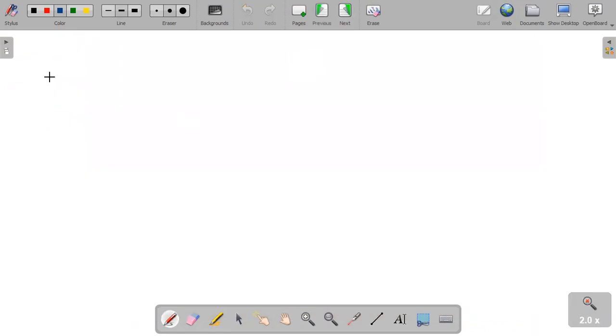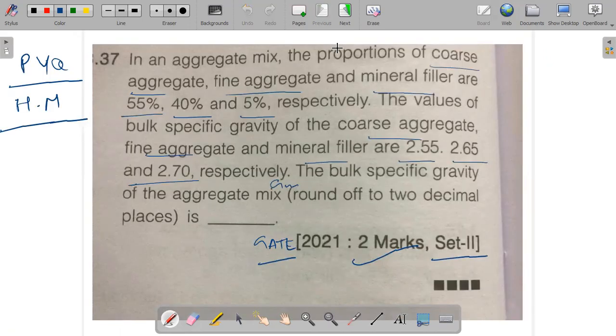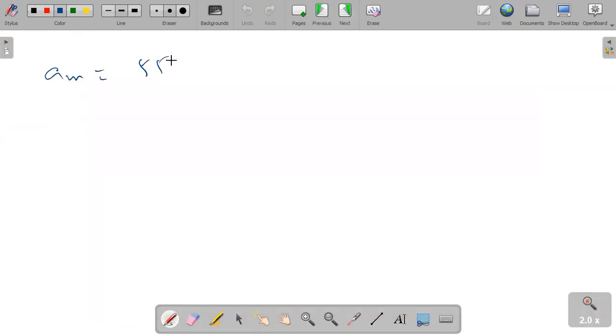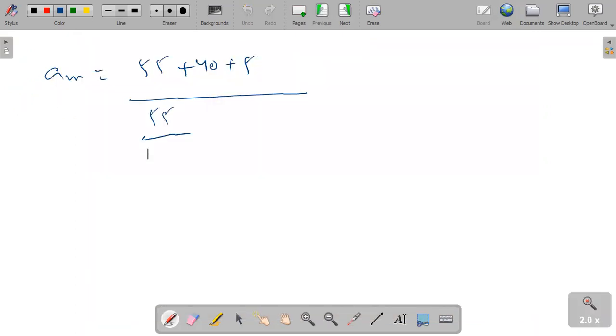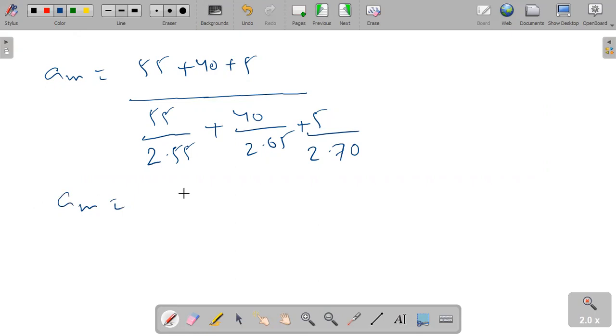as we already know the formula of GM, GM is equal to total weight upon the sum of weight upon specific gravity. Basically it is given in percentage, so 55 plus 40 plus 5 upon 55 upon 2.55 plus 40 upon 2.65 plus 5 upon 2.70.